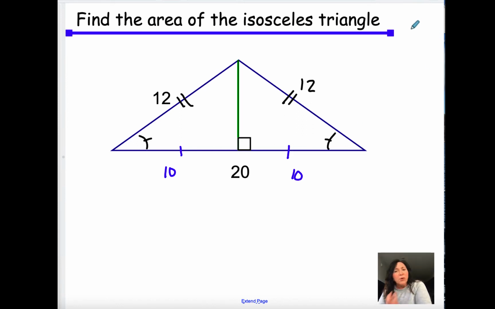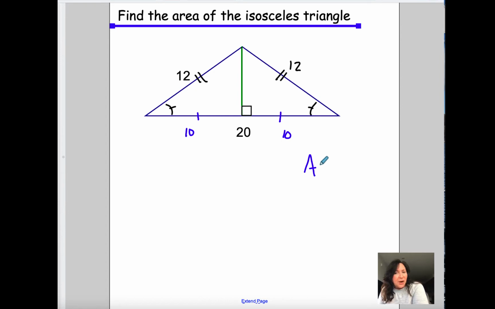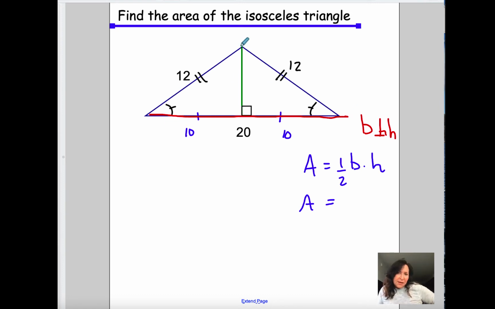Now remember, what we're trying to do ultimately is find the area of the triangle, meaning the area of our triangle is 1/2 base times height. And the very important thing regarding area is that the base must be perpendicular to the height, right? They have to make a right triangle, right? So therefore, my base would be this whole length right here. And this height is this value here, that green line right there.